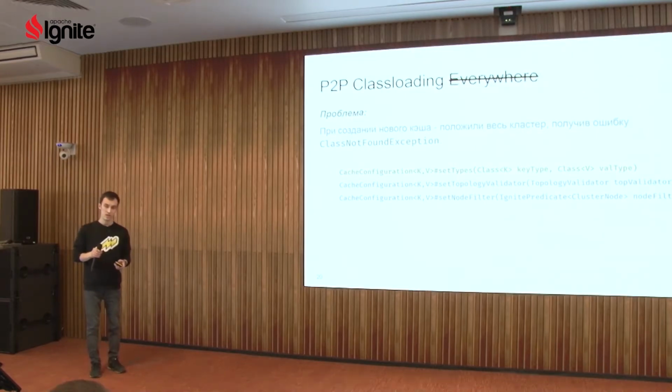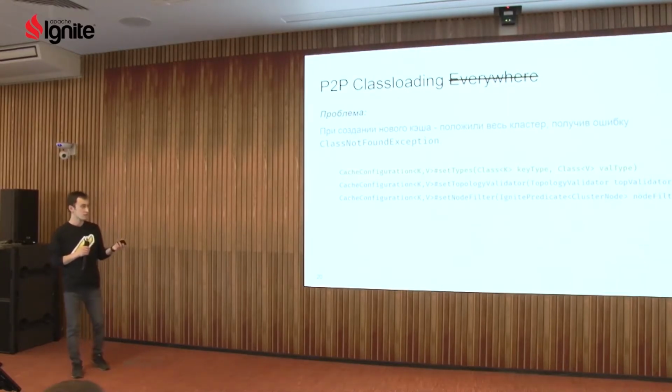We read logs and found a line of code that was the root cause. During cache creation, a client node serialized the cache configuration and sent it to all server and client nodes. They couldn't deserialize it because their classpath didn't contain the required classes. We hoped to rely on peer-to-peer class loading, but unfortunately this case wasn't supported.